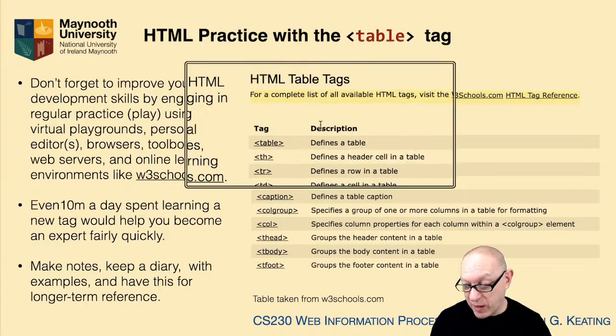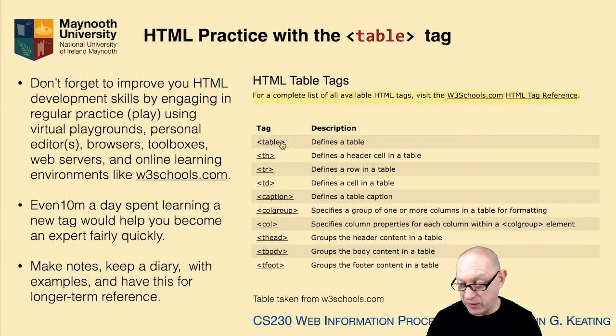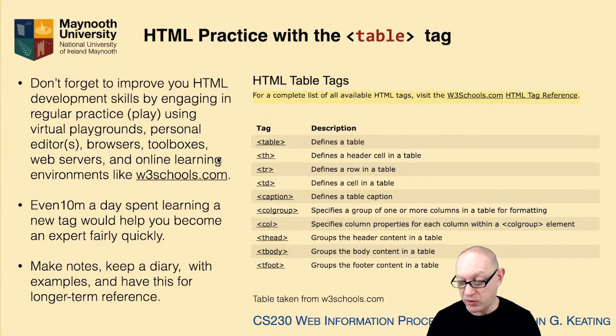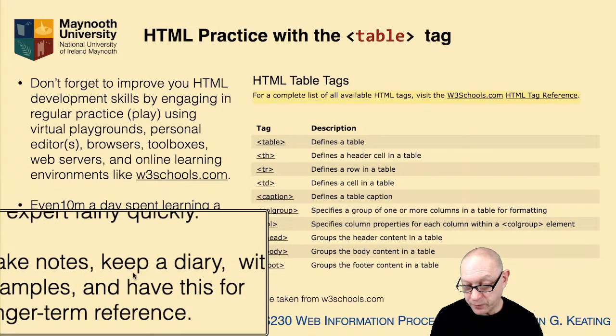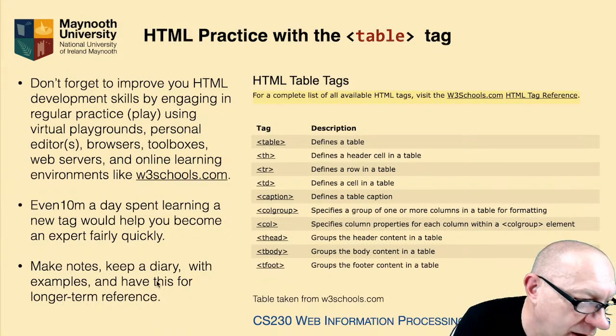So you can always look for an example, and a lot of the time you'll see lists that look like this, that give you the details on the various tags. So a table defines a table, header, caption, grouping columns, footers, bodies, headers, all of that stuff. You can look at this and find that it will be useful. And I would recommend you can click through to the HTML tag reference, look at a tag that you think is interesting and work. Do a tag a day and it'll be good fun. You should make notes, keep a diary with all sorts of examples, and have that for reference a little bit later. Okay.